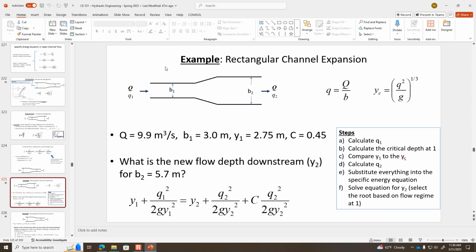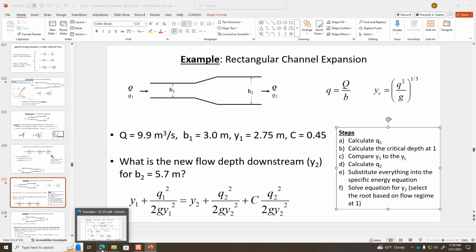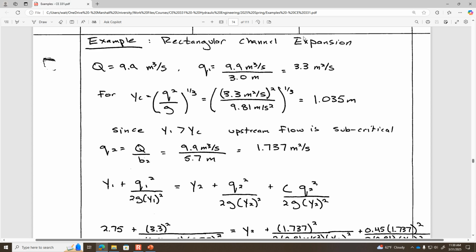Okay, the water's flowing through a channel that's 3 meters wide. It expands to 5.7 meters in width. So here's the step-by-step process that we're going to follow. The flow per unit width at location 1 is 3.3. We can use this abbreviated method for finding the critical depth because the channel's rectangular. If your channel's not rectangular, then don't use this. You'd have to use the full Froude number equation to find out the critical depth. But we can use it.